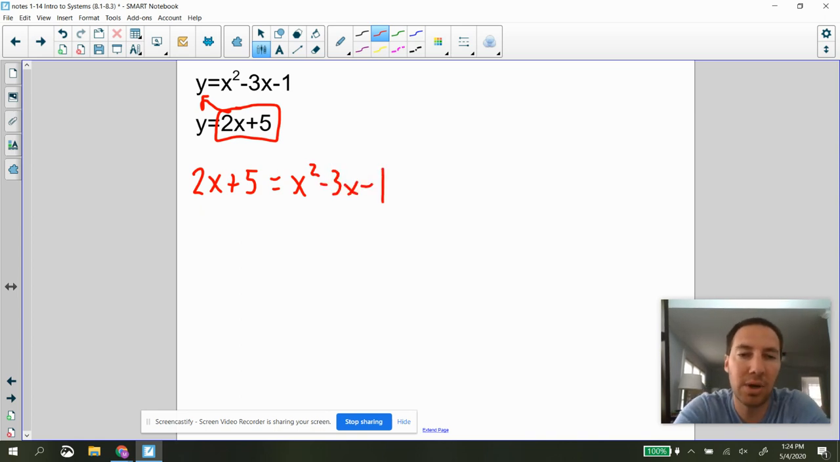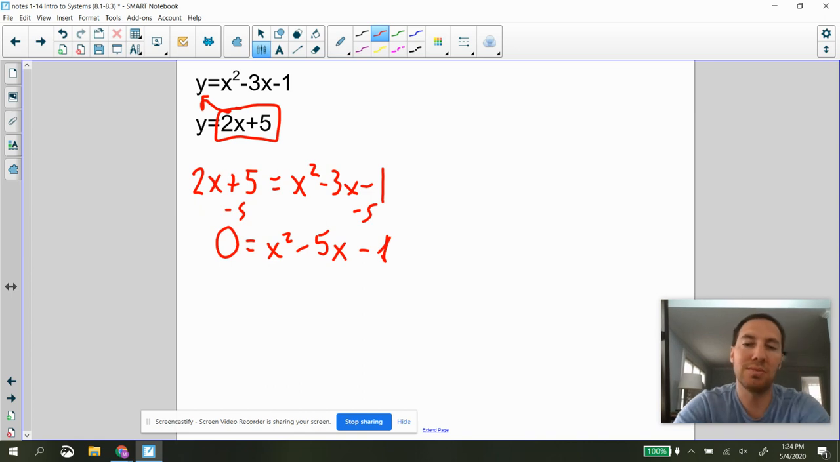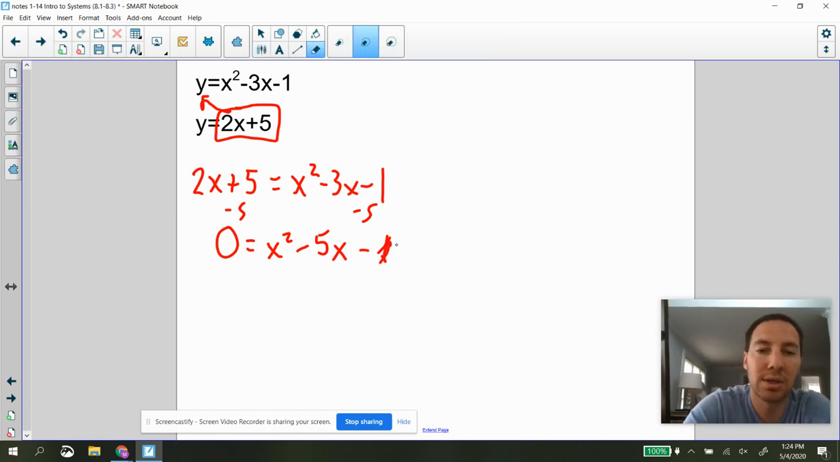If you've got an x squared and an x in the same equation, easiest way to solve is to get everything on one side. So I'm going to subtract 2x, subtract 5, so you get x squared. If you minus 2x minus 3x, you get minus 5x, and minus 5 minus 1, you're going to have minus 6. And at this point, you could do quadratic formula, but you all know how to factor, so I recommend that.